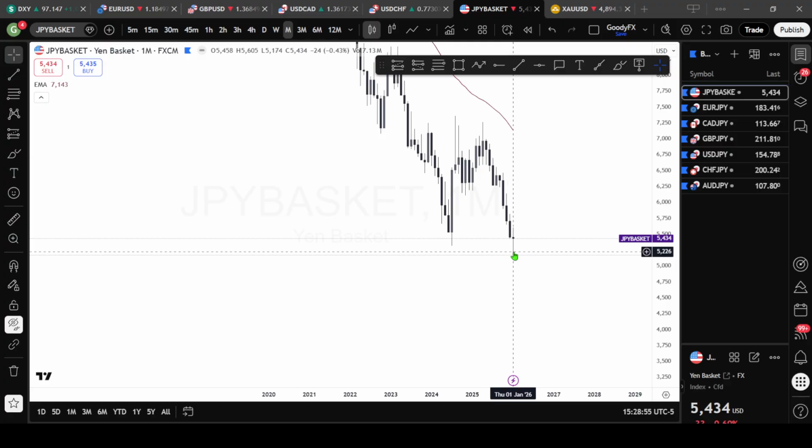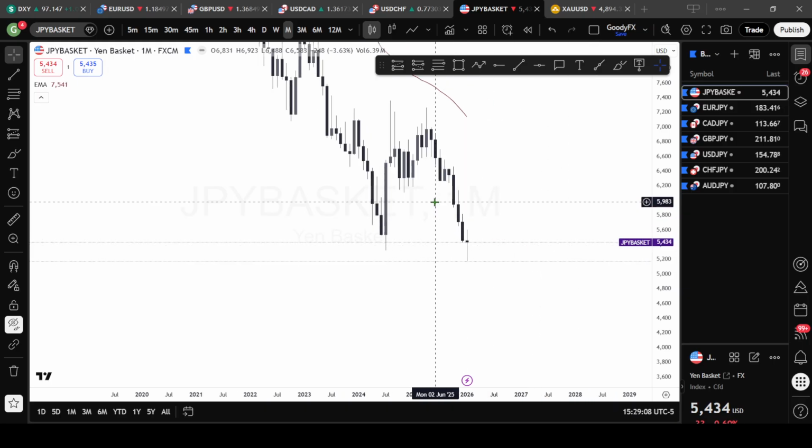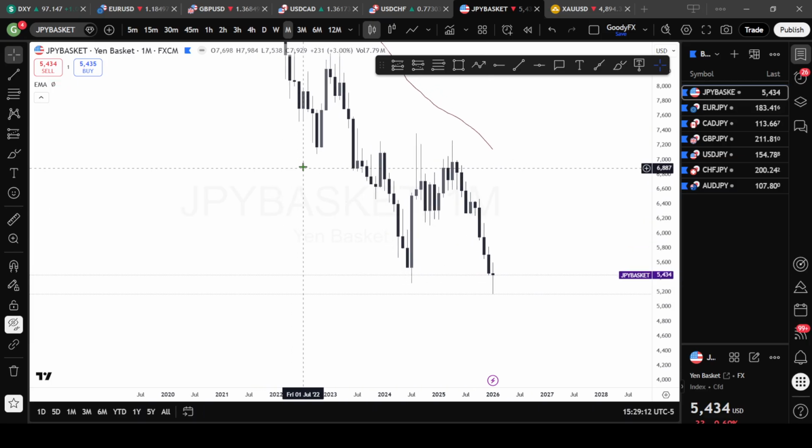But I mean, the yen economy is kind of crazy. I sometimes don't understand the yen economy, but yeah, I'm expecting move to the upside for the yen. Thereby, we should be looking for sales on all these other pairs.